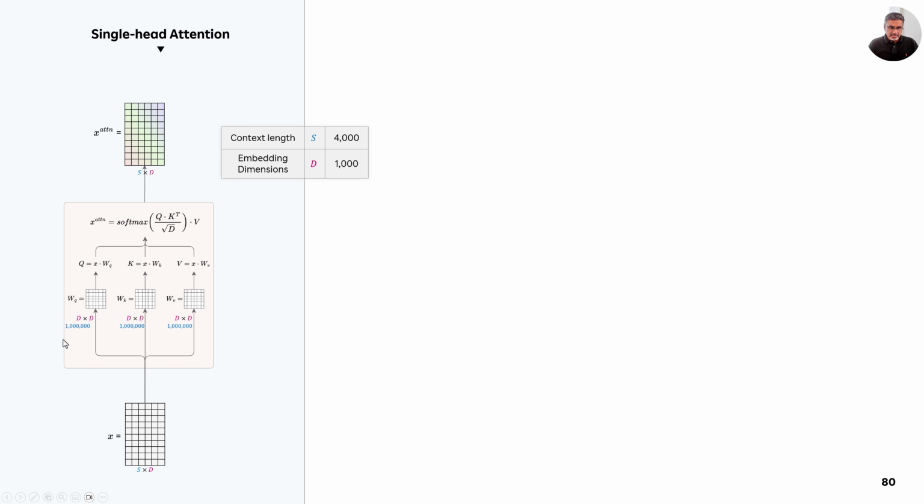And like we studied in the self-attention section, each of these WQ, WK, and WV is dimensioned as D cross D. Now, if D is 1000, the total number of parameters in each of these matrices is a million, because 1000 times 1000, D cross D, is a million. So in this self-attention module you have a total of 3 times a million, or 3 million trainable parameters. So this is single head attention.